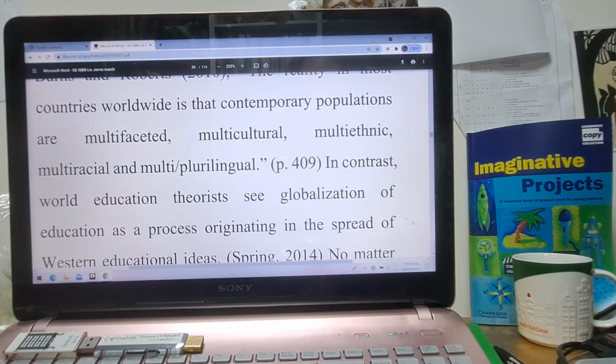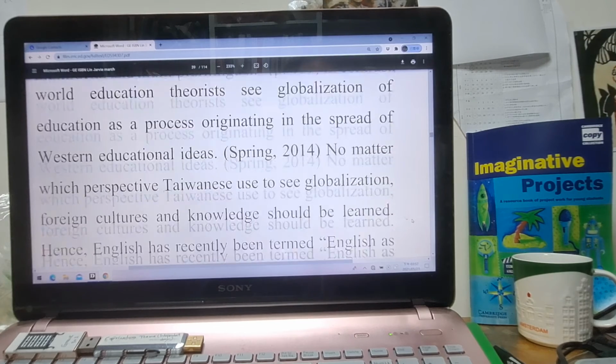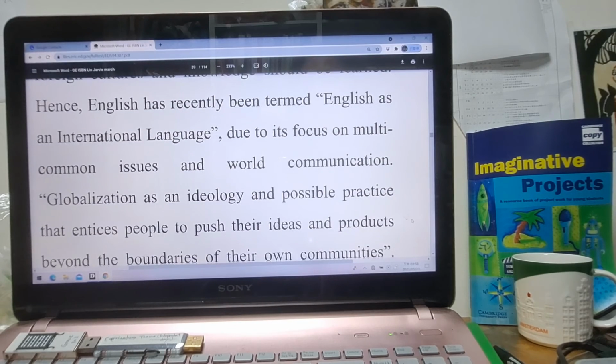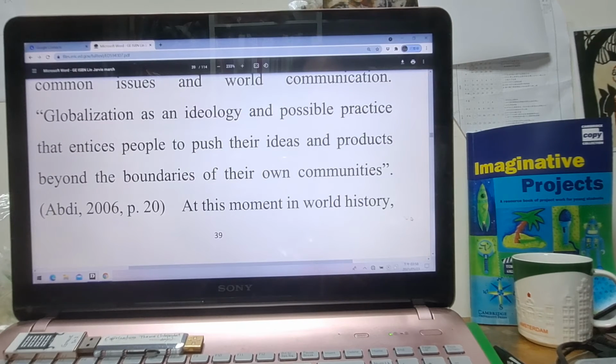In contrast, world education theories see globalization of education as a process originating in the spread of Western educational ideas. No matter which perspective Taiwanese use to see globalization, foreign cultures and knowledge should be learned. Hence, English has recently been termed English as an international language due to its focus on multi-common issues and world communication. Globalization is an ideology and political practice that entices people to push their ideas and products beyond the boundaries of their own communities.